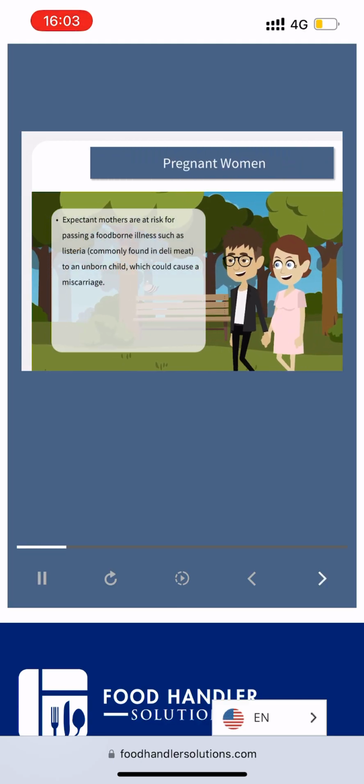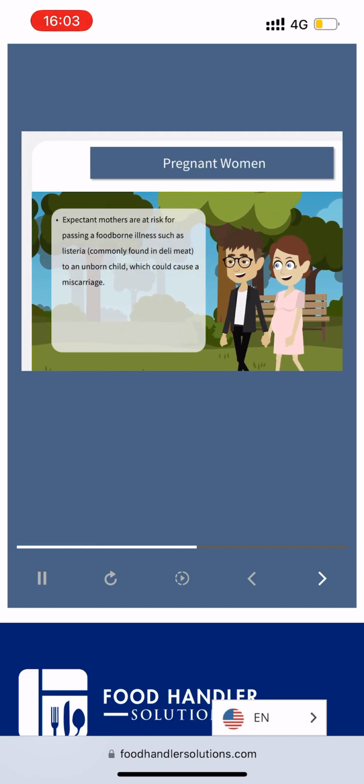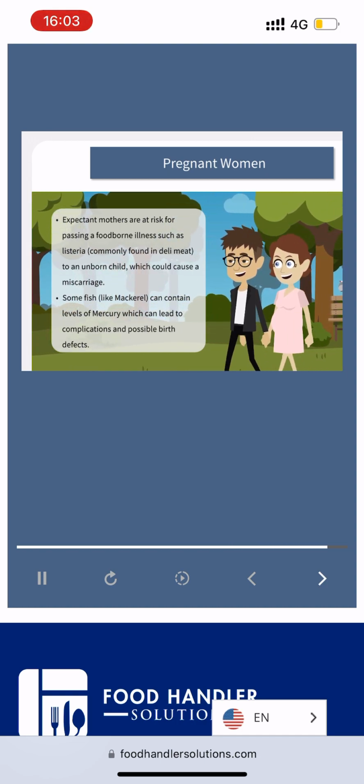Expectant mothers are at risk for passing a foodborne illness such as listeria, commonly found in deli meat, to an unborn child, which could cause a miscarriage. Some fish, like mackerel, can contain levels of mercury which can lead to complications and possible birth defects.